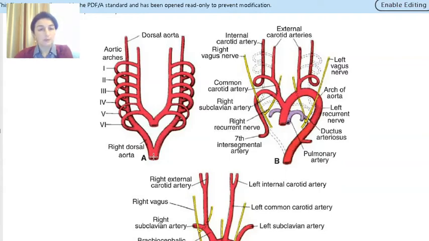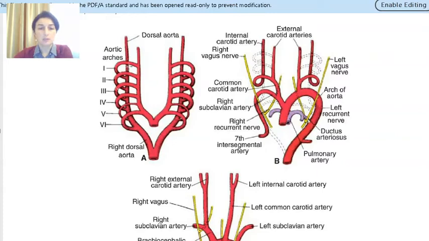Further in development, we have to know that we cannot see all of these aortic arches at the same time. When the proximal ones are formed, we do not have the distal ones. When the distal ones are formed, some of these aortic arches disappear.